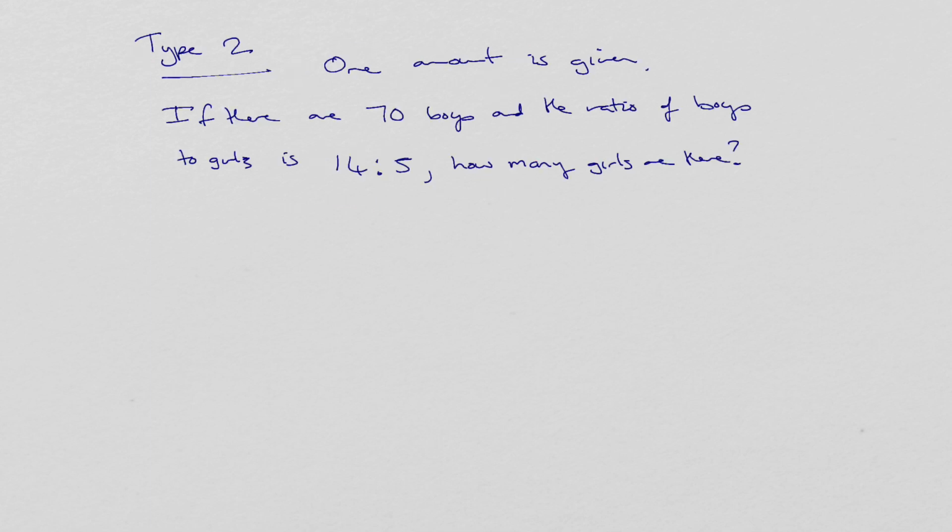Second type, one amount is given. So we have 70 boys, and the ratio of boys to girls is 14 to 5. Do label it so that they can see that you actually know who's who, and you can get all your marks. So hopefully you know that 14 times 5 is 70. So we're going to multiply this side by 5 as well and get 25.